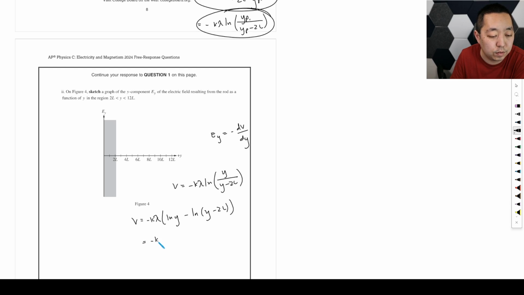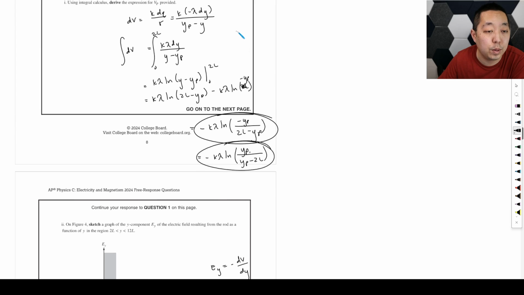So this is negative k lambda ln of y. When I take the derivative of this now, it is going to be 1 over y minus 1 over y minus 2L. Now, y minus 2L is actually smaller than y, because it's a smaller denominator, so this whole thing is bigger. So it's more negative. If you distribute the negative, you get k lambda times 1 over y minus 2L minus 1 over y. That's actually going to be positive.